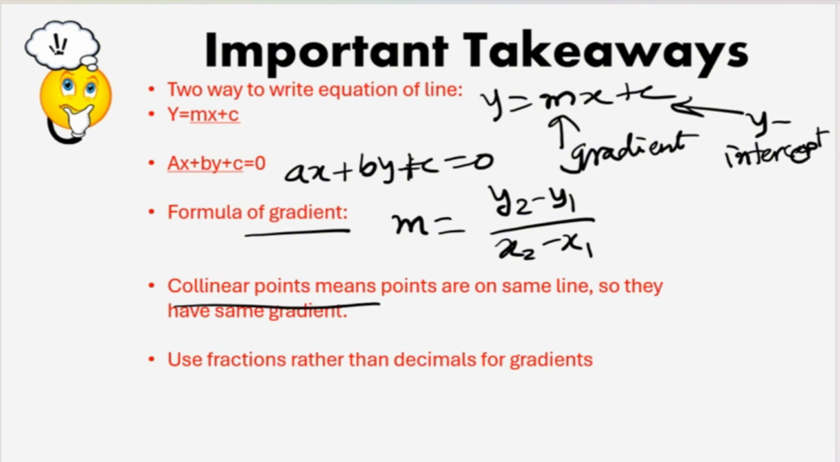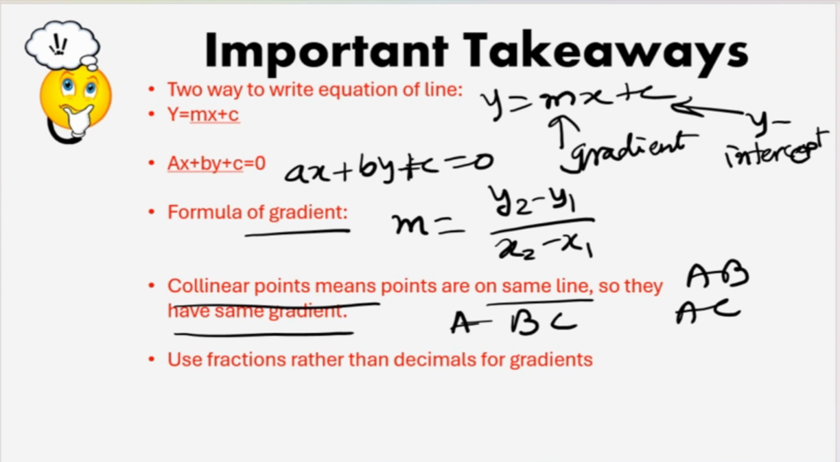Collinear points means the points are on the same line. So that means we have to show the gradients of these two lines are the same. Suppose we have points A, B, C. First you have to find the gradient for AB and then the gradient for AC. And then we write that they have the same gradient and point A is common, so the points are collinear. Always use fractions rather than decimals for the gradients. That can help you with the simplification.